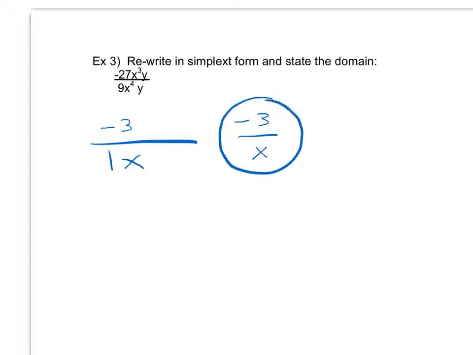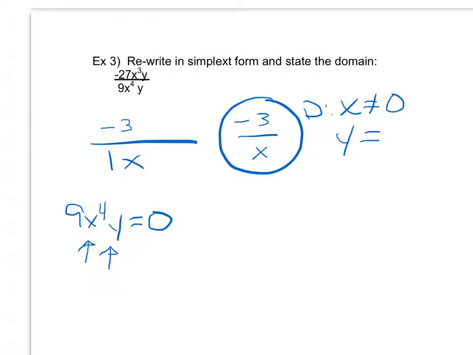I do still have to state my domain. Well, what would make 9x to the fourth times y equal 0? Well, wouldn't it equal 0 if either x or y were 0? Because if x were 0, 9 times 0 times anything is 0. If y were 0, 9 times anything times 0 is still 0. So I'm going to go ahead and say for my domain that both x cannot be 0 and y cannot be 0. And there's my final answer.